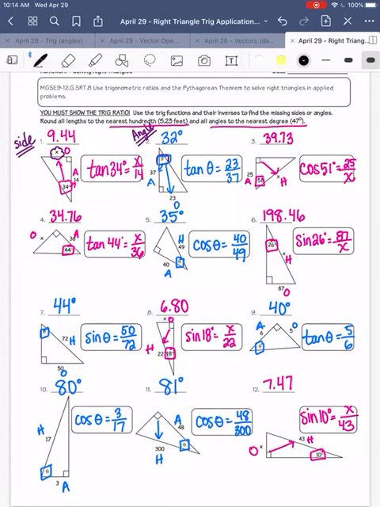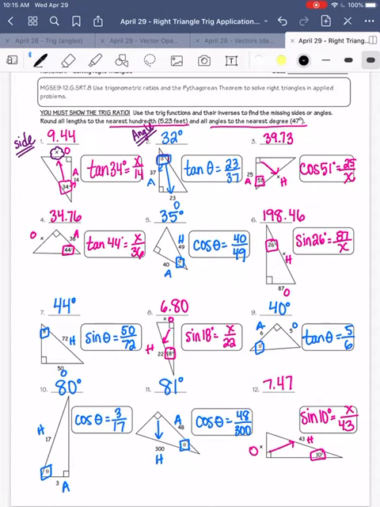We want to make sure we're rounding sides to the hundredths, so that's 2 places, and then angles to the nearest degree. Okay, that's in the directions there, but if you notice, everything I did in pink here is finding a side, and then everything I did in blue is finding an angle. But like I said, based on the data that I got, you guys are catching on very well.